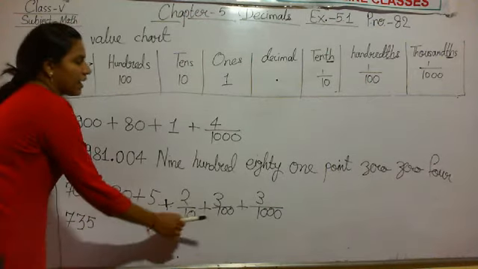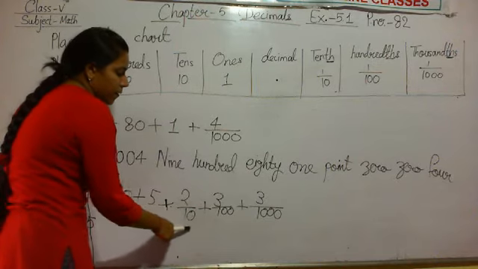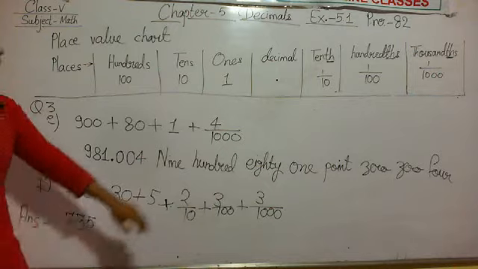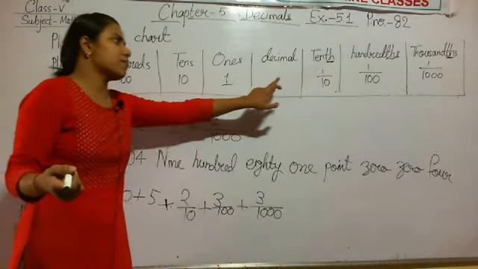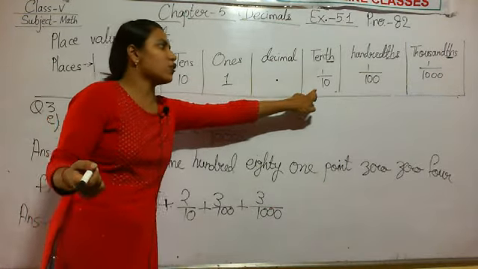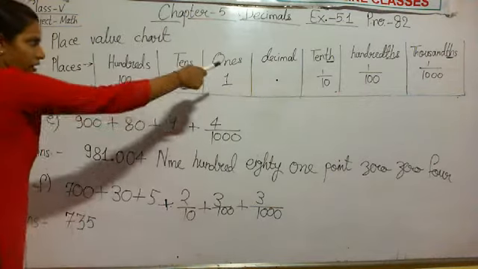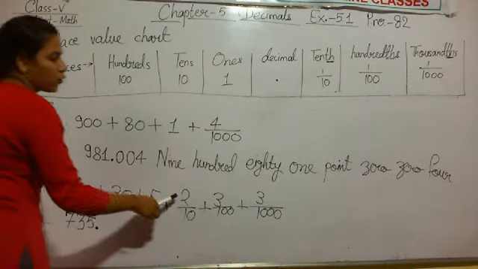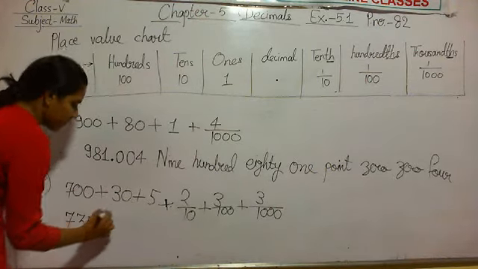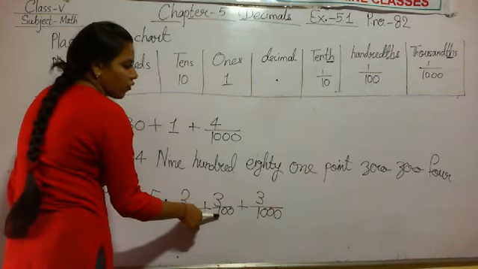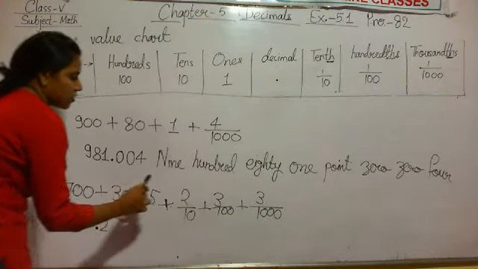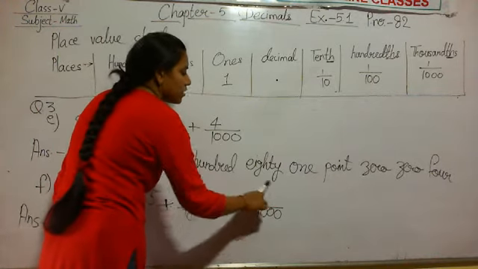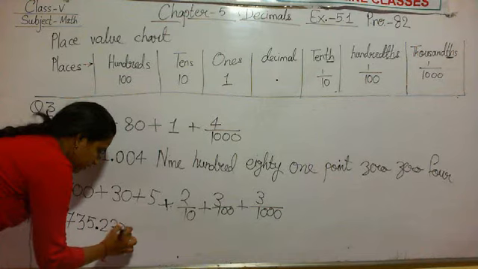Now 2 upon 10 means what? 2 is at the 10th place, which means we will write 2 after the decimal according to the place value chart. So I need to put a decimal here. Now 2 is at the 10th place, so I will write 2. 3 is located at the 100th place, so I will write 3. This 3 is located at the 1000th place, so I will write 3 here.